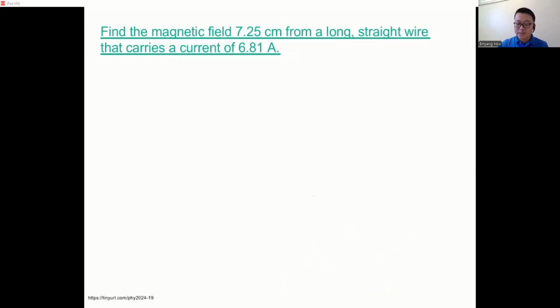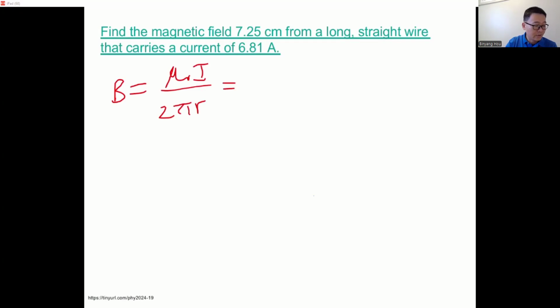Let's take a look at this example. It says find the magnetic field 7.25 centimeters away from a long straight wire carrying a current of 6.81 amps. This is basically just plugging in the numbers: the magnetic field for a current-carrying wire is mu naught times I over 2 pi R.